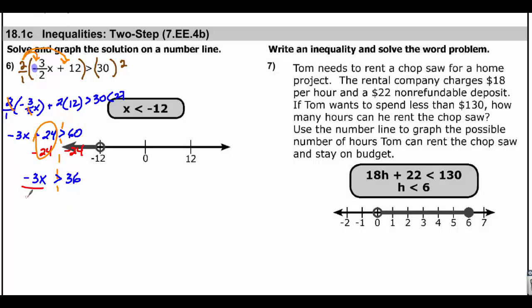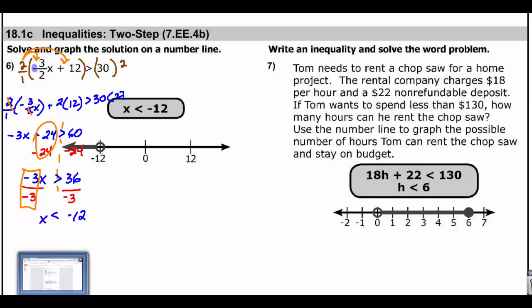Divide by negative 3. Got to make sure you divide by the negative. Always have to divide by that coefficient. That leaves x. We divided by a negative, so that changes directions. 36 divided by negative 3 is negative 12. And there's our answer. We're going to need things that are less than negative 12.